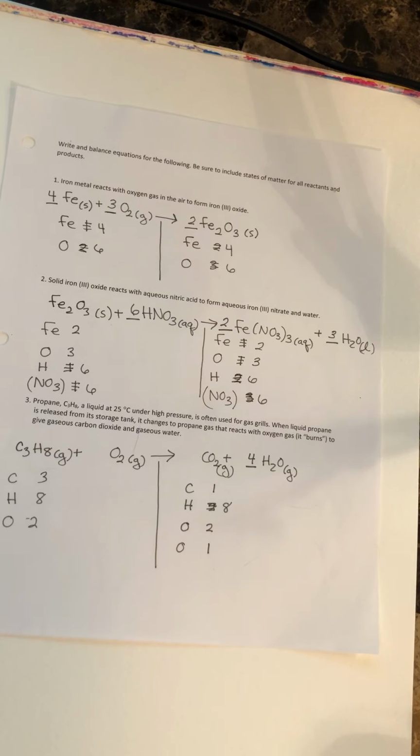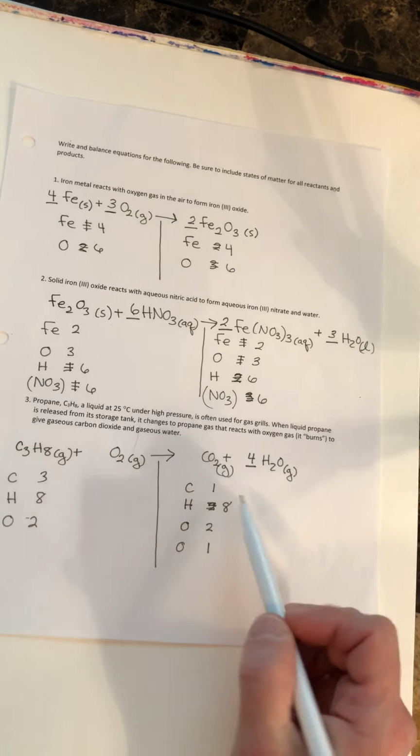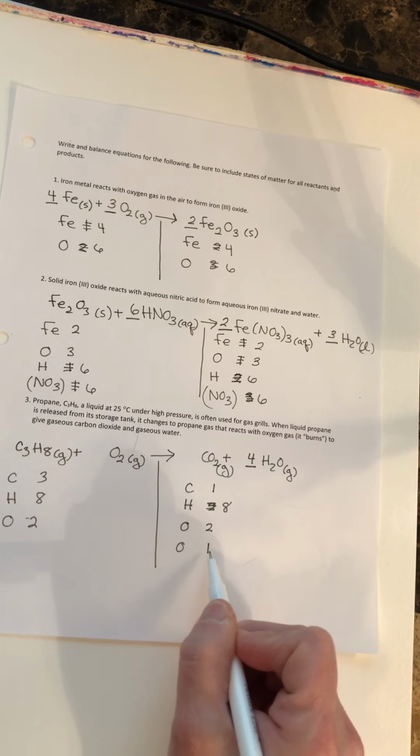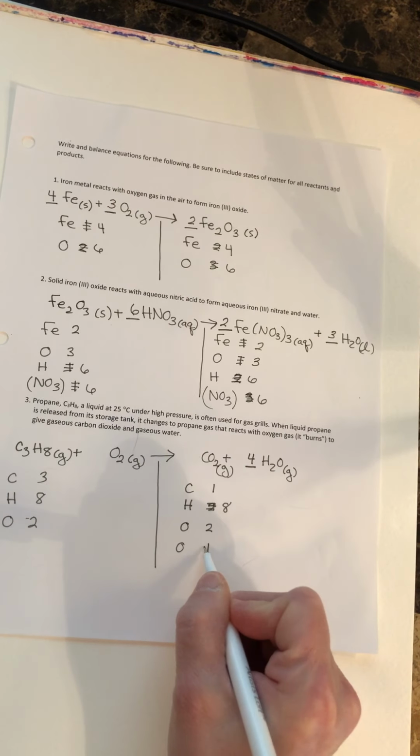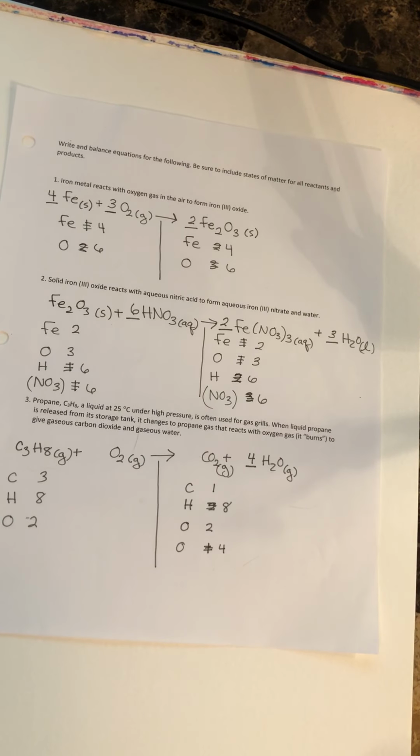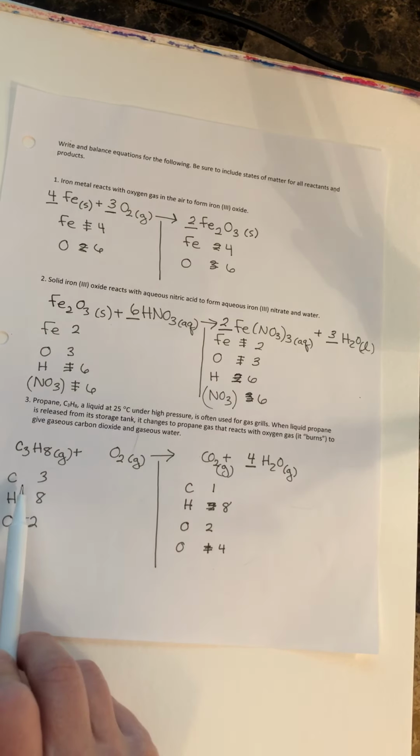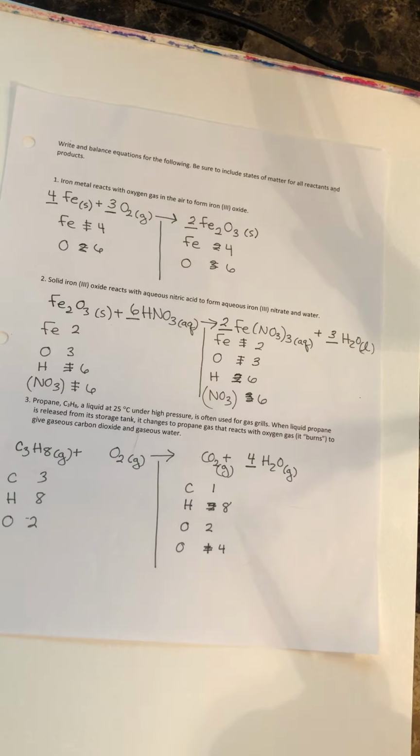Okay? That 4 also gets multiplied by the oxygen. Remember, our oxygen from the water is the one at the bottom. So this now becomes 4. All right? So let's look over what would be the easiest one. Let's look at our carbons. We have 3 on the reactant side. We only have 1 on the product side, so let's address that.